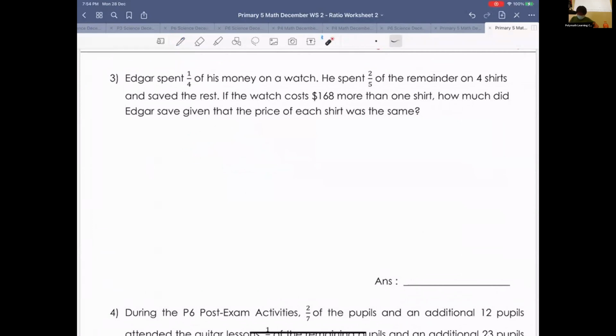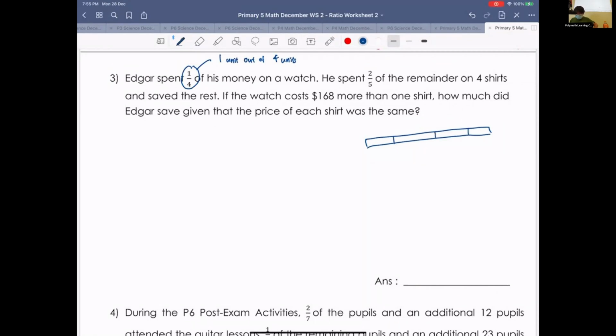Now, question 3: Edgar spent 1/4 of his money on a watch. So that means the total he has is 4 units. 1/4 means 1 out of 4, 1 unit out of 4 units. So you're going to cut your total into 4 units.